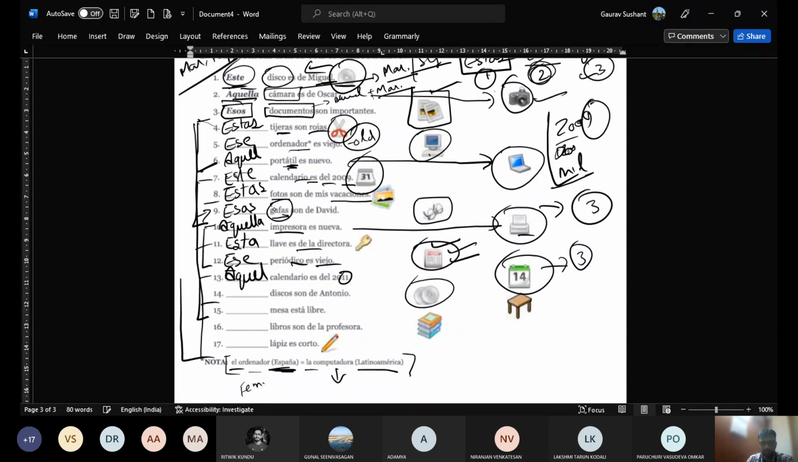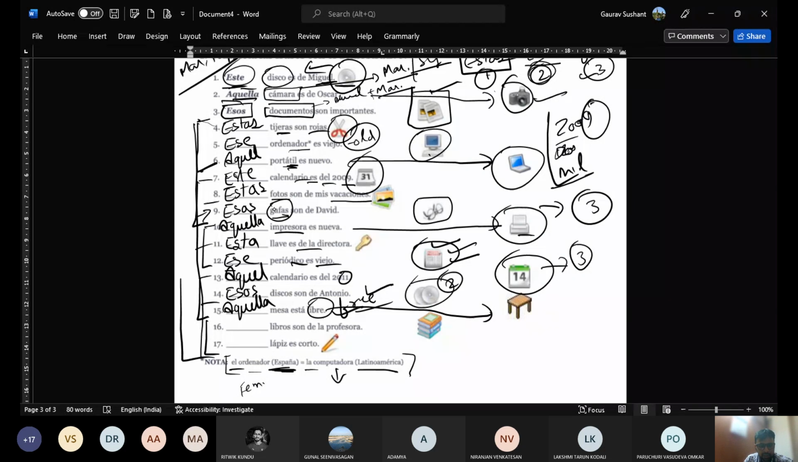14, discos are discs, CDs, and it is in the middle. So second group. So it will be esos discos son de Antonio. So those are Antonio's CDs or discs. 15, mesa, it is to the extreme right. So it will be aquella mesa está libre. So that table is free or not occupied. Basically libre is free, but in this sense free does not mean free of cost. Free means not occupied.